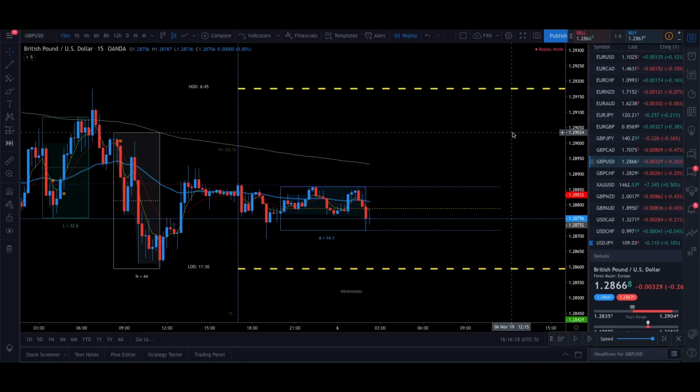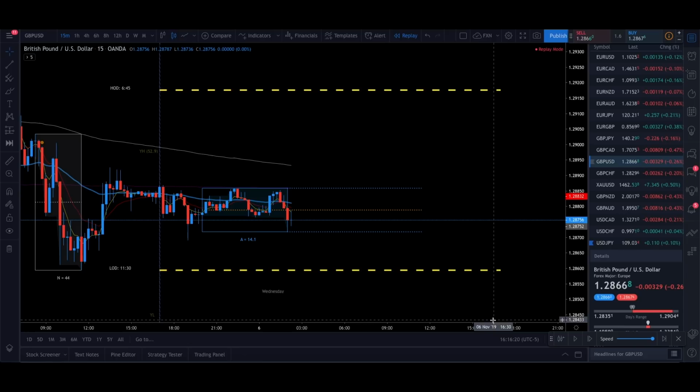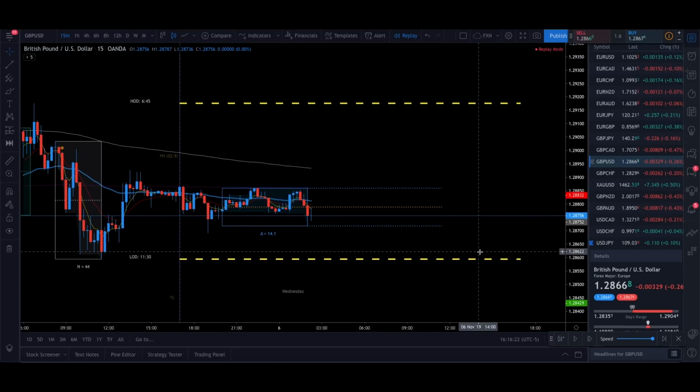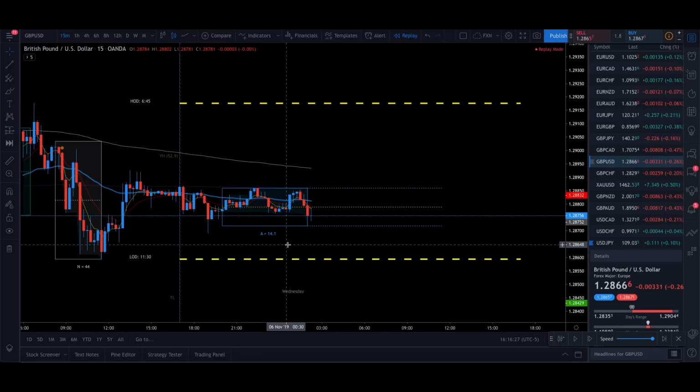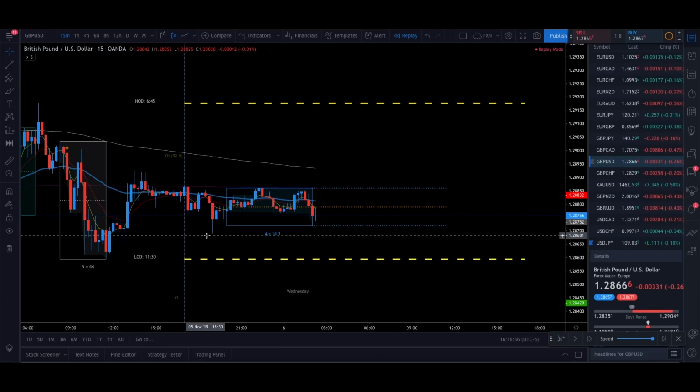So this is pound USD, and the first thing I want you to notice is essentially the Asian range is only 14 pips. Okay, so first things first, anytime that you have an Asian range that's 15 pips or less, I'm only interested in taking a type 1 setup. Okay, so I only take a type 1 setup on an Asian range that's 15 pips or less.